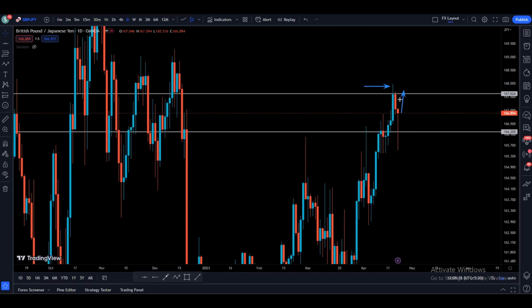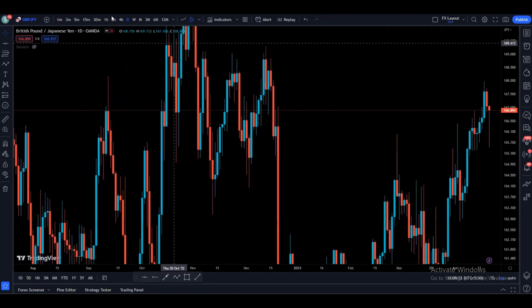And the second possibility, I already told you, is that the price comes down into this recent broken zone area, finds support in this area, and then comes up to retest these highs. So both possibilities can be there. So now let's go to 4-hour time frame to find out more details.